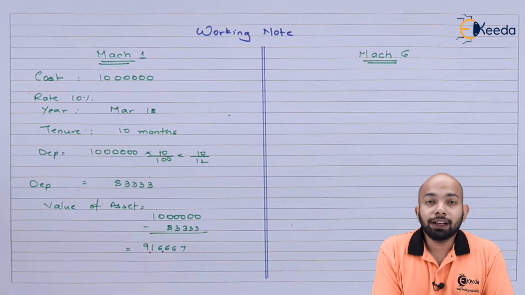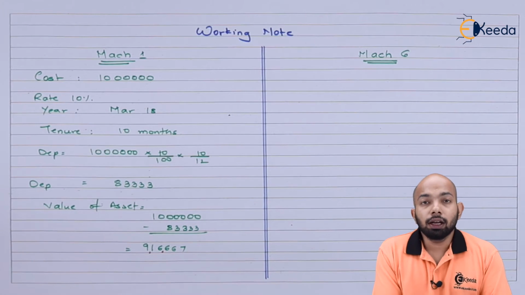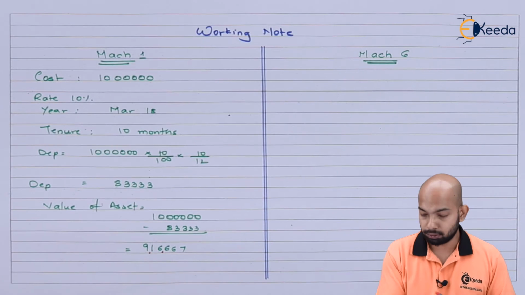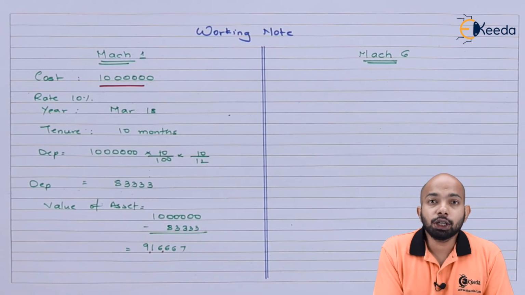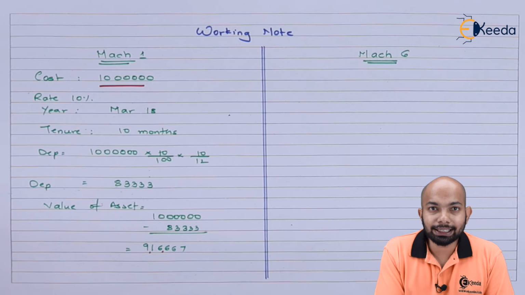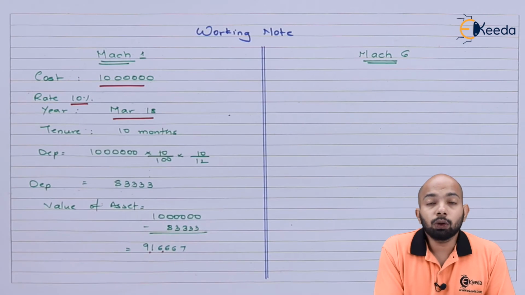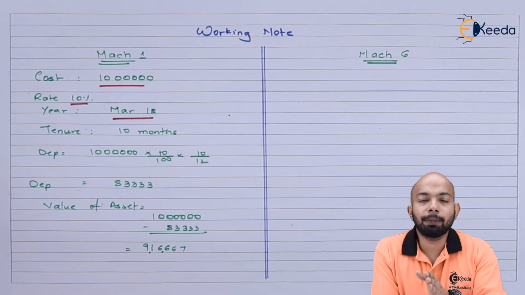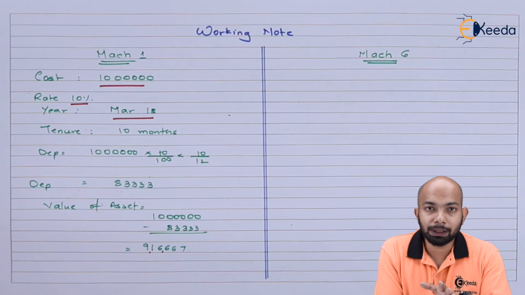So if you can see, you have done the working for machine number 1, the cost of which was around 10 lakh rupees. Rate of depreciation was 10% on this, and this was supposed to be provided for the financial year 2018. Now this machine was purchased in the month of March. So from March until December 2018 you have 10 months of period.